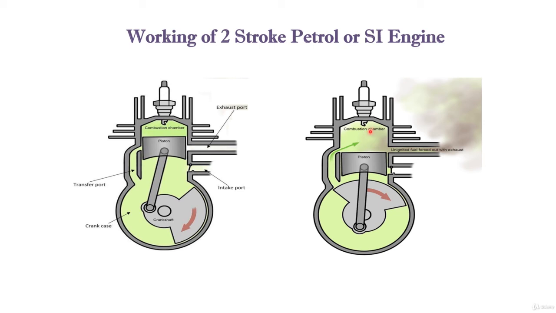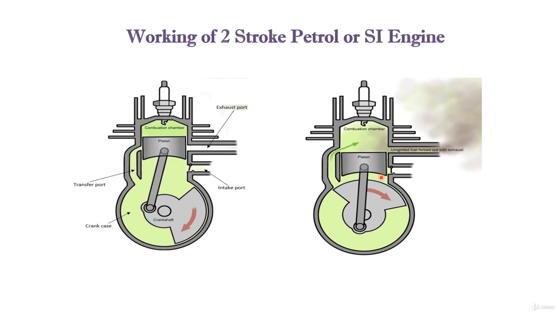In step 2, when the combustion takes place, after combustion the expansion or the power stroke occurs which pushes the piston down, and when this is pushed down, the exhaust port gets uncovered and all the exhaust product is given out. Meanwhile, the fresh charge which was present here gets into the combustion chamber through the transfer port, and this fresh charge also helps in the removal of the residual gases through the exhaust port. So this was step 2, when the piston is moving from TDC to BDC.